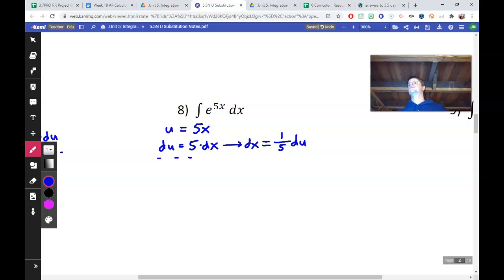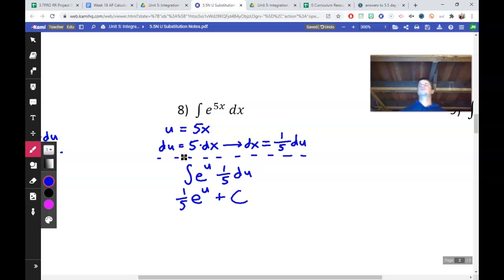So here we go. Let's substitute this into our integral. e to the u, and then we get 1/5 times du. So e to the u is just e to the u, right? When you take the integral or the derivative. And that 1/5, we can write it down in front. But the du goes away once we integrate. So we get 1/5 e to the u plus c.